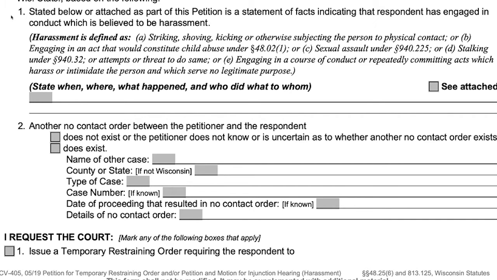So in paragraph 1, you see, stated below or attached as part of this petition is a statement of facts indicating that respondent or defendant has engaged in conduct which is believed to be harassment. And then the petition will give you a definition of what Wisconsin law thinks harassment is. So they'll define it, they'll say harassment is defined as, and then to briefly restate, physical abuse, child abuse, sexual assault, stalking, or attempts or threat to do same.